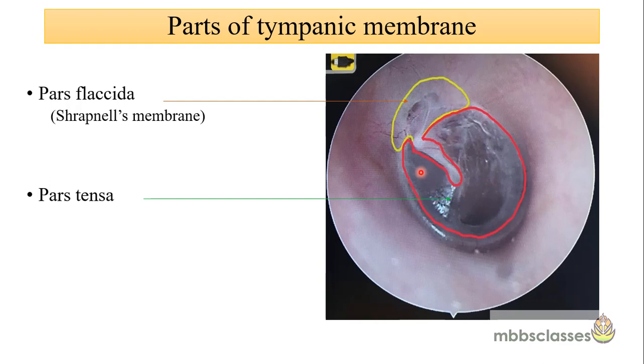So if you see here, this is the tympanic membrane which is thickened at the circumference to form the annulus. Here it sits in the bony sulcus, the tympanic bony sulcus. This tympanic bony sulcus starts from here. It is a continuous curve till here. So the part of the membrane which is above this bony sulcus is known as the pars flaccida or the Shrapnell's membrane.